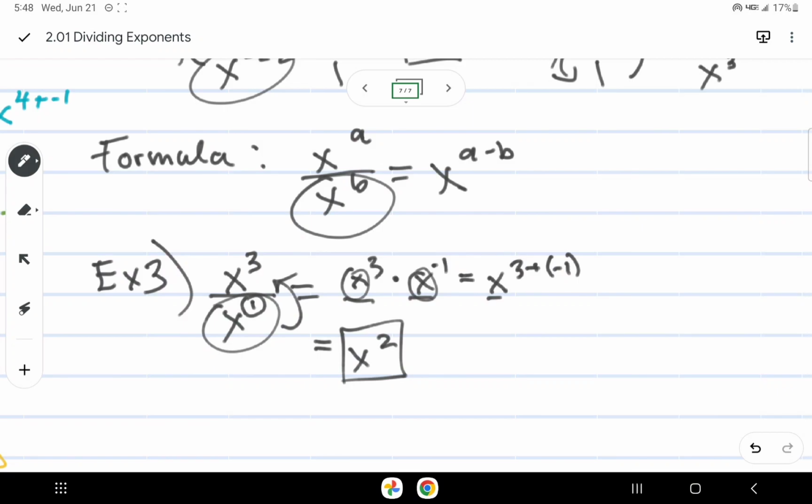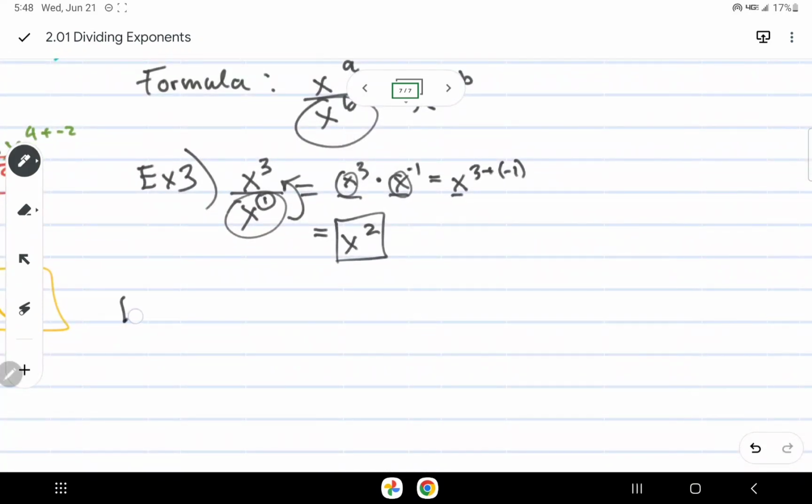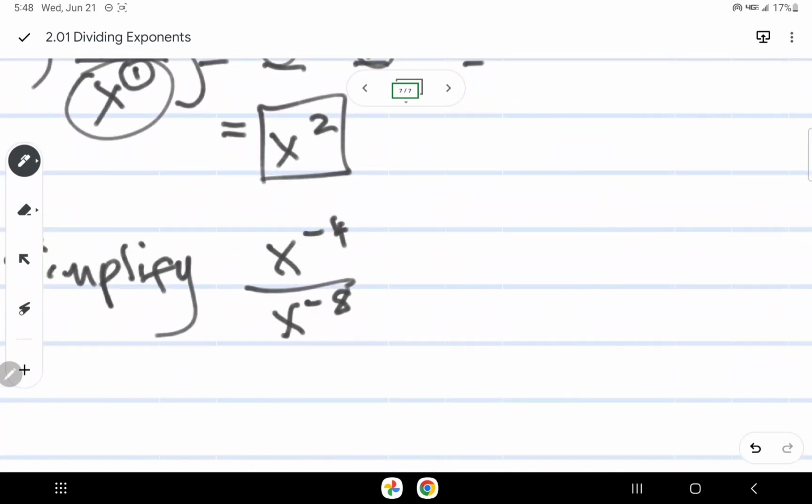Let's do another example. Example 4. Simplify x to the power of negative 4 over x to the power of negative 8. Now remember, you're more than welcome to pause this video if you'd like to work through this problem, and you can unpause it once you are ready to go over it with me.